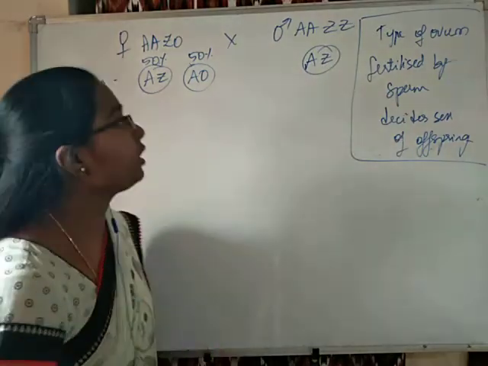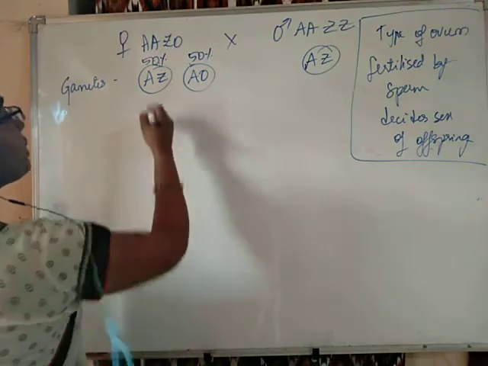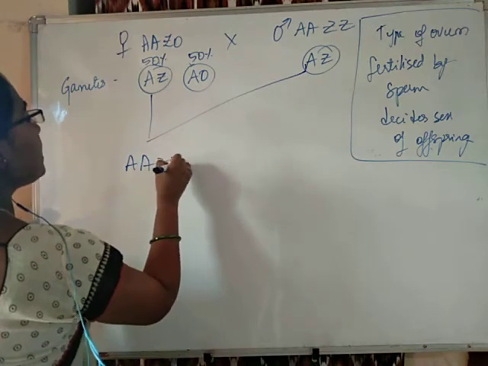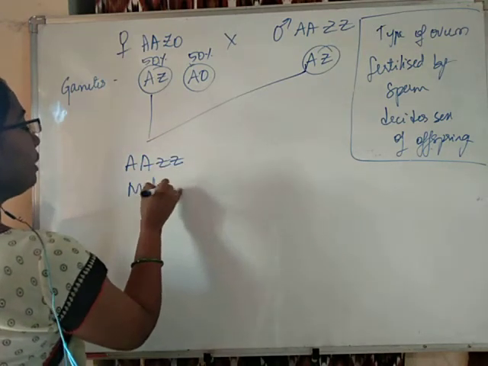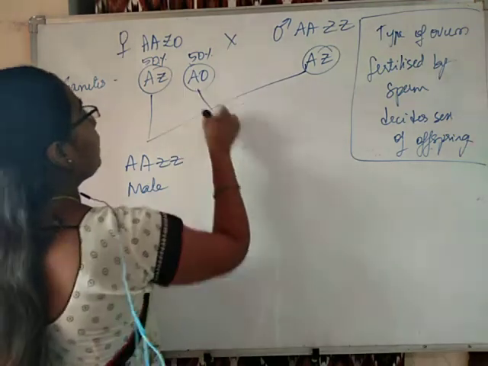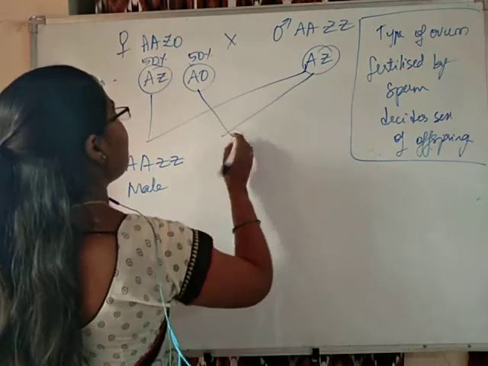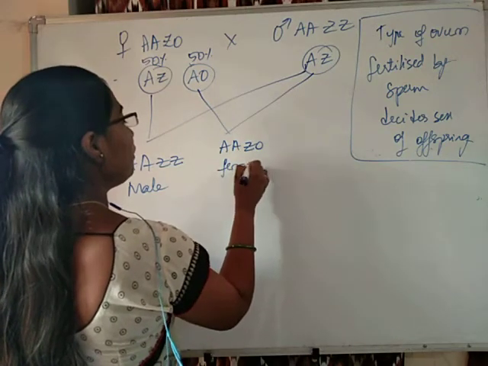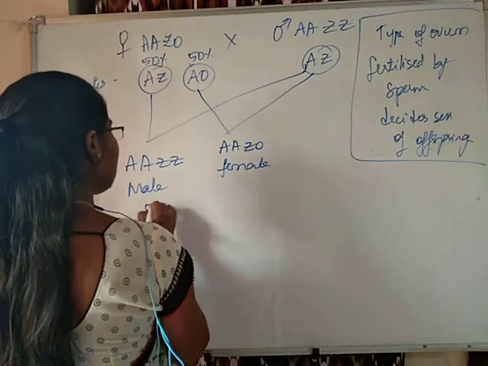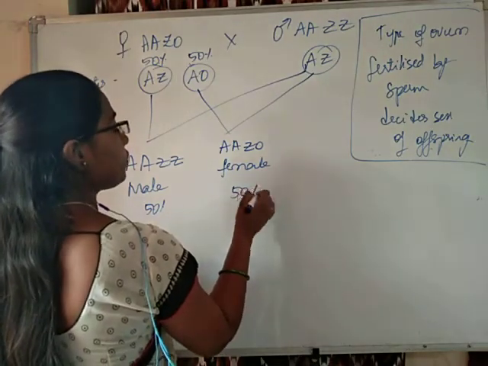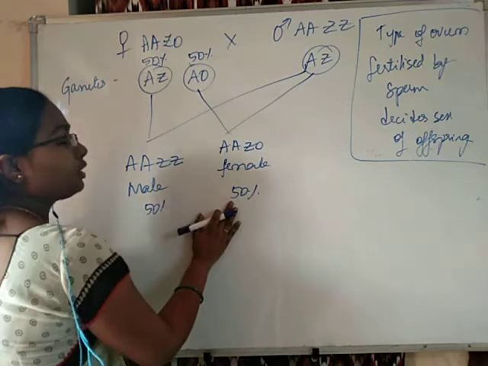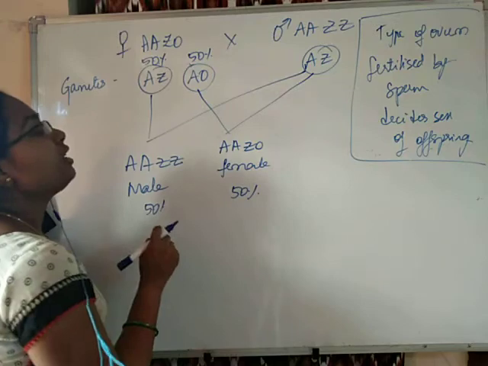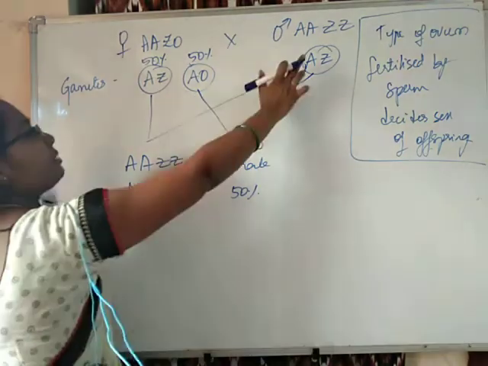In case of female heterogamety, the type of ovum fertilized by the sperm decides the sex of the offspring. Okay, so if an AZ ovum is fertilized by an AZ sperm, then it would be AAZZ, and this individual will be a male. If an AO ovum is fertilized by this sperm, then it would be AAZO. This individual will be a female. So, there is a 50% chance of having a female and a 50% chance of having a male, depending upon the type of ovum fertilized by the sperm.